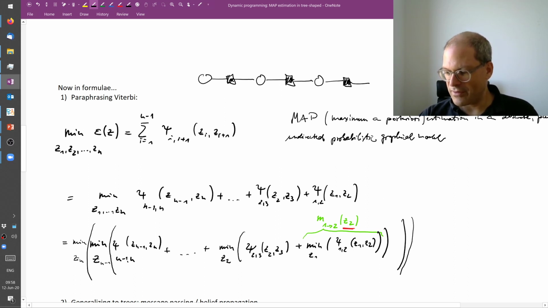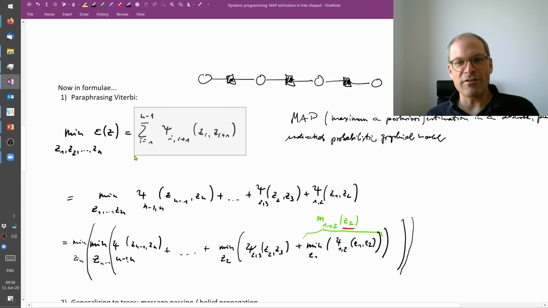We revisit this case. So earlier here, to stress that we've absorbed the unary costs in the pairwise, I put a tilde here. So we want to minimize this energy given by the sum of pairwise costs. And this minimization here is over all variables.